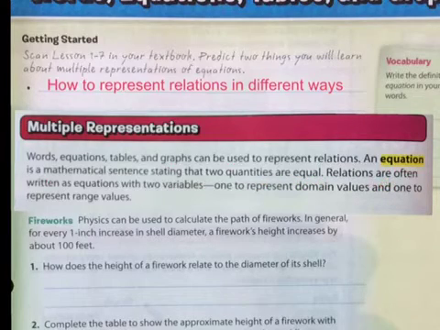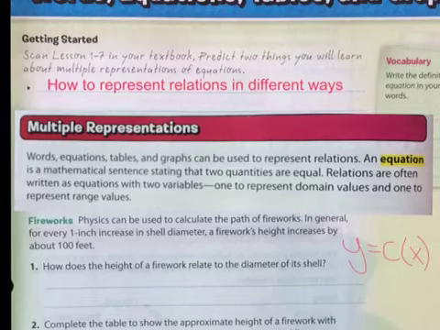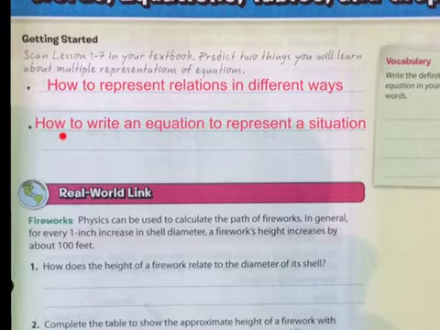Relations are often written as equations with two variables, one to represent the domain values and one to represent the range values. In the previous video, we made an equation where y equals the constant number times x, and this represented our domain and our range, and it's an equation. You see the equal signs? So again, we're going to learn how to write an equation to represent a situation.